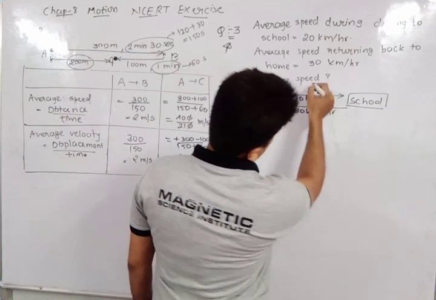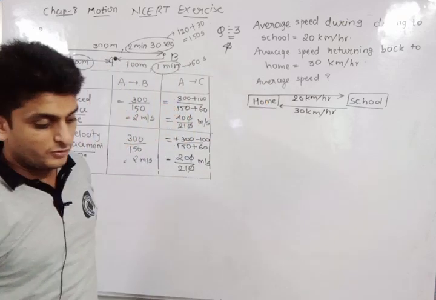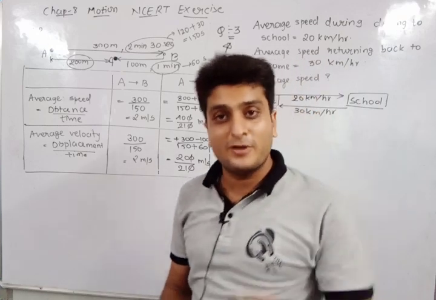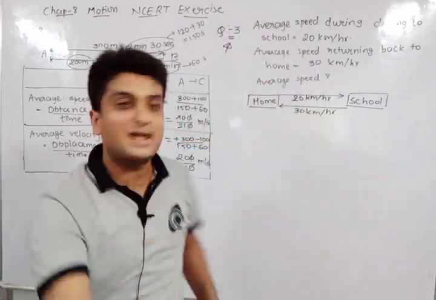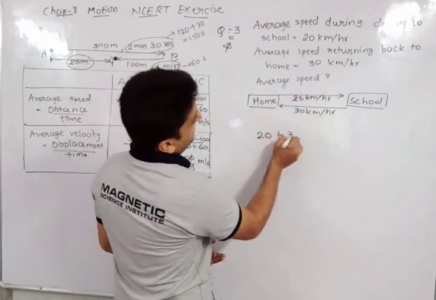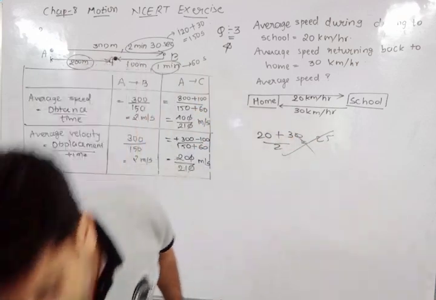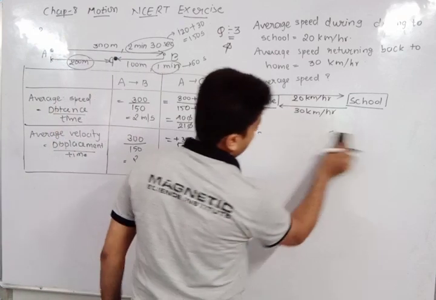And you want to find what is the average speed. Now there are some average people. What will they do? They will say the average velocity is 20 plus 30 by 2, that is 25. That is completely wrong. This is not the way to find the average velocity.